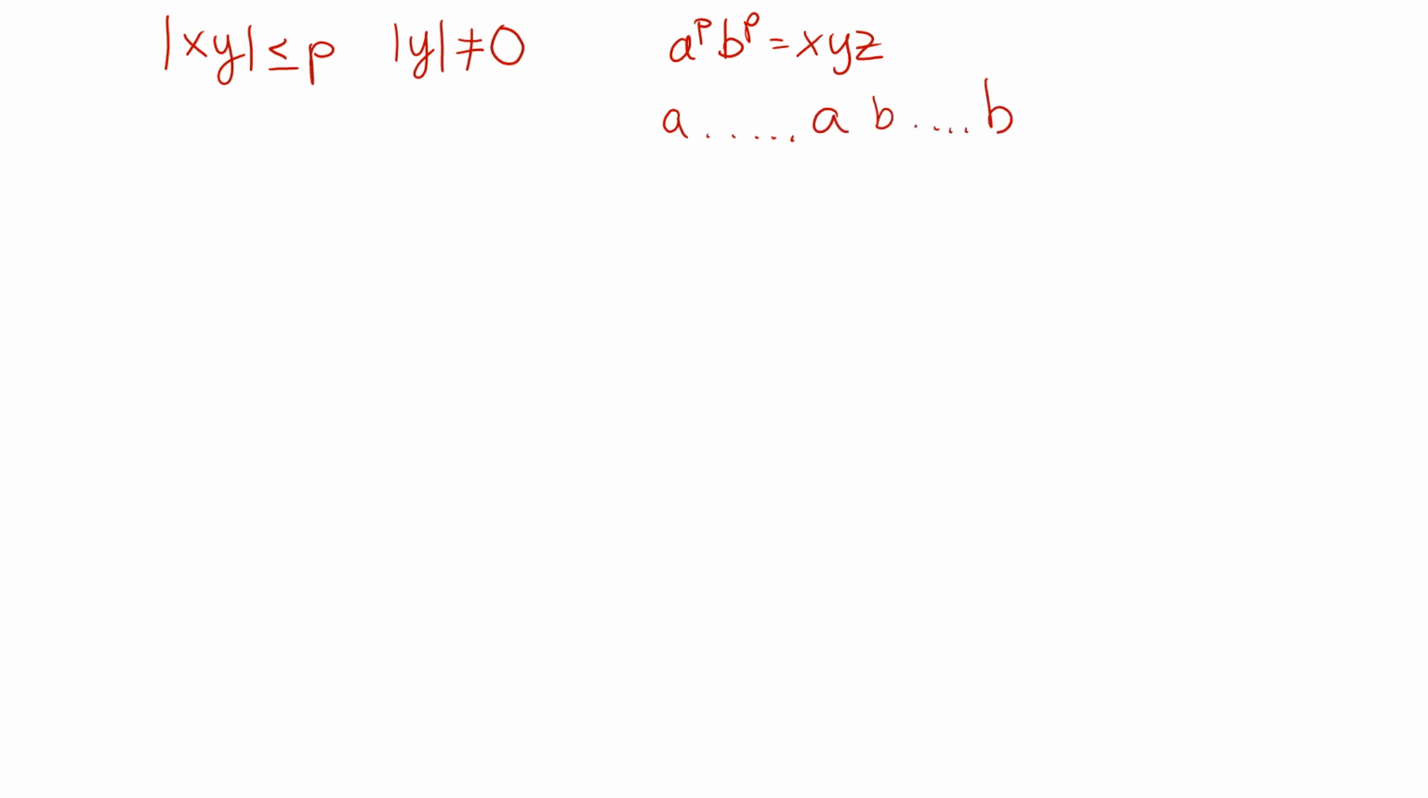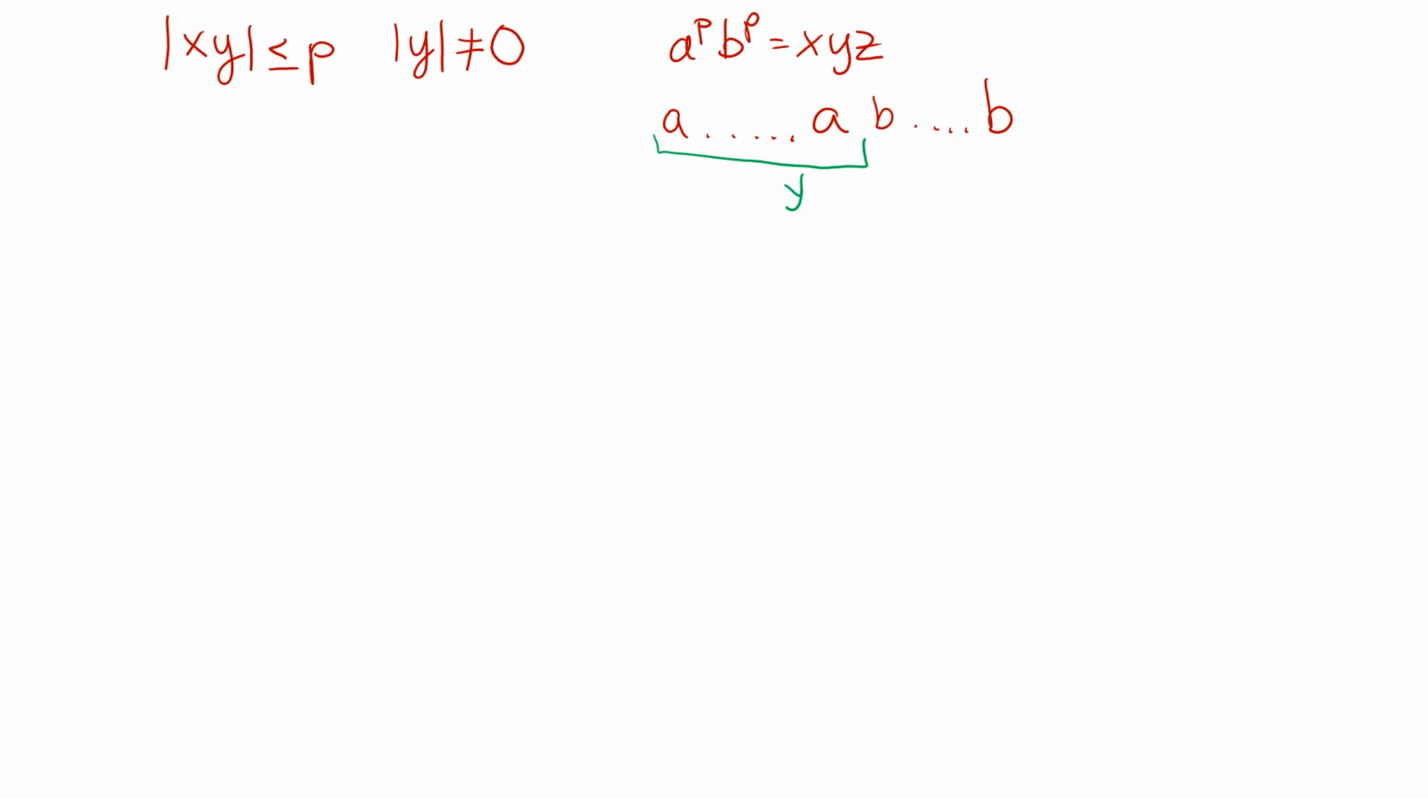Let's go ahead and break down s and think about what x, y, and z have to look like. Remember, I have the requirement that xy has a length less than or equal to p, and also that y is not empty, so it has to be at least 1 letter long. s is a to the p, b to the p, which is also xyz. And so I can write a bunch of a's in a row and a bunch of b's in a row. And because of the requirement that xy is at most p, I see that y must be somewhere in those first set of a's.